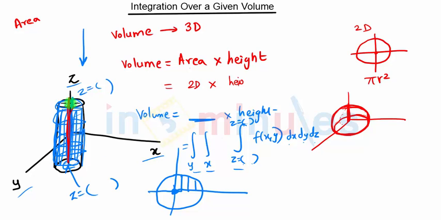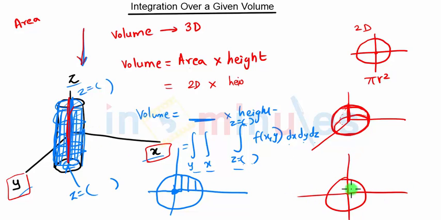So basically what we have to do is find the limits for height, which will be from z equal to something. Then we will see our three-dimensional figure in 2D format, that is in the xy plane. When we see that 3D figure in the xy plane, we will get a circle for the cylinder, and we know how to calculate the area of this circle by considering a ray or a strip parallel to the x-axis or y-axis. In that way we will find the limits for x and y, and then we will integrate all these together. We will get the volume of the cylinder or volume of any three-dimensional figure. So this is the basic of integration over a given volume.